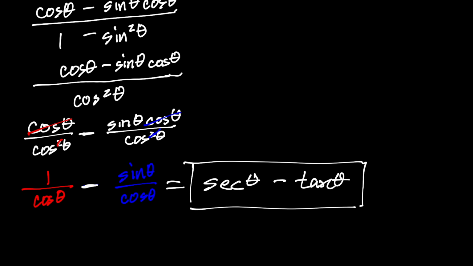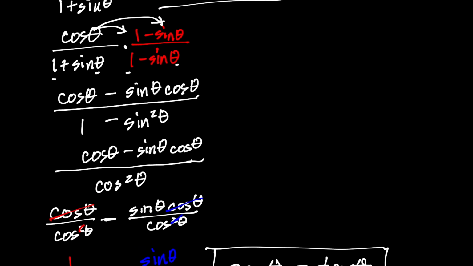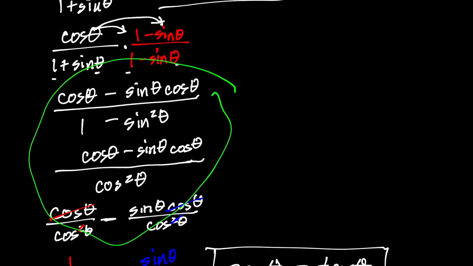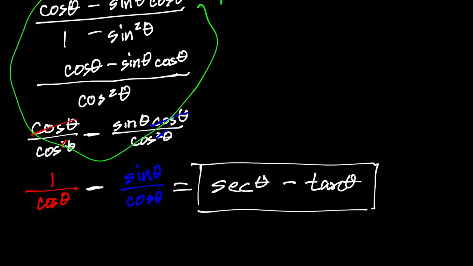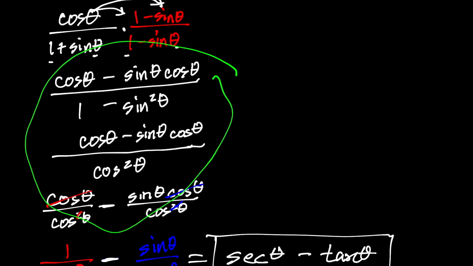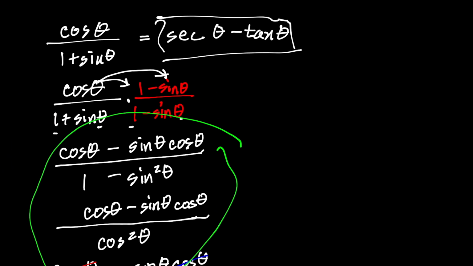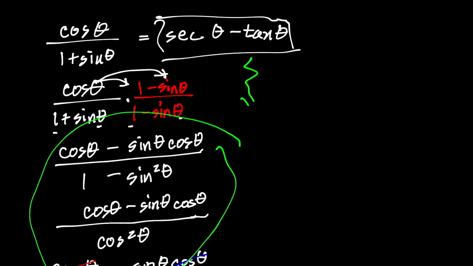Now, sometimes you will tackle them and you'll do a whole bunch of work like this, and you'll realize that you're not getting towards what you want to get to, and that's okay. Sometimes you just need to start over again, or sometimes you need to start simplifying both sides. You can simplify both sides to equal something else.